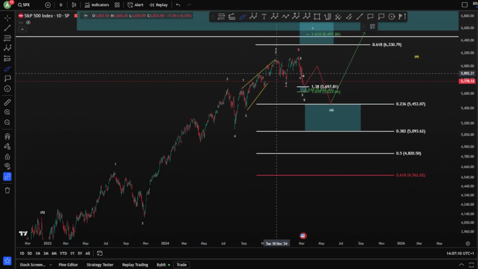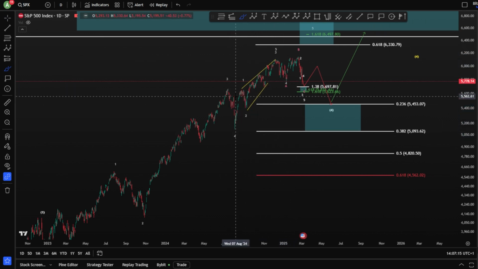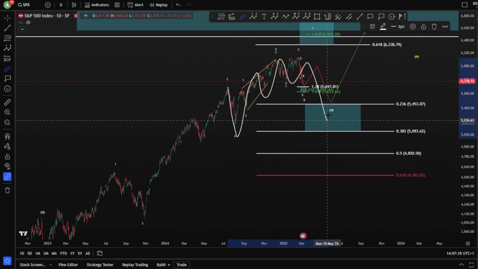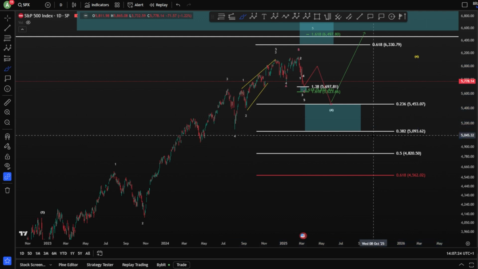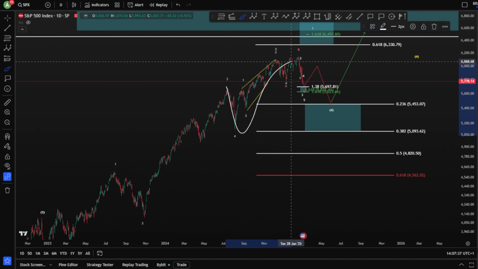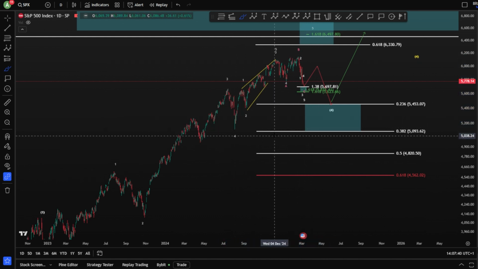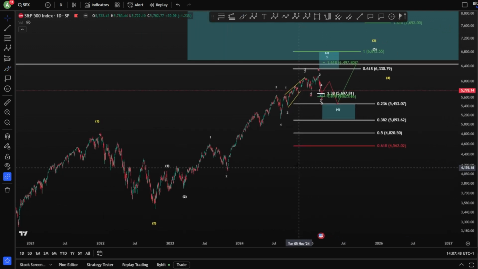Because if this is not a leading diagonal or ending diagonal here, it can still turn into A, B and a C, and then a big move towards the downside for an A, B and a C, reaching the 0.38 fib level, 5,993. And this is in the same pattern with the Nasdaq, as we saw in the previous video. So we see the Nasdaq and the S&P are on the same course right now, and potentially headed for a massive drop due to the latest politics of the US, which are affecting the market.